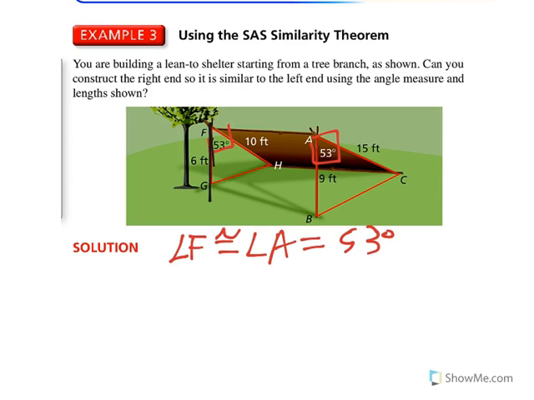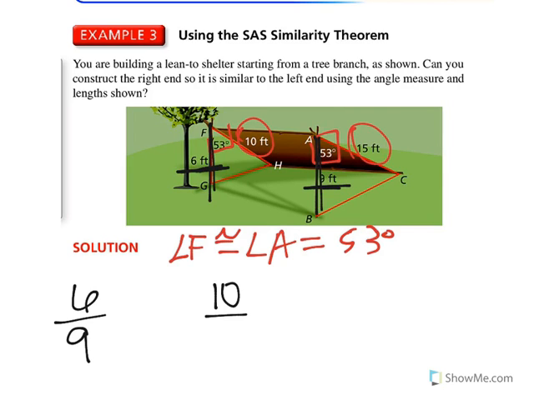So FG, you can see we're going to compare to AB, since they are corresponding. And then I'm going to compare 10 feet to 15 feet, because those are corresponding as well. If they reduce to the same scale factor, then these end up being similar triangles. So I'm going to compare 6 to 9, and then 10 to 15. This is my shorter sides, and this is my longer sides.